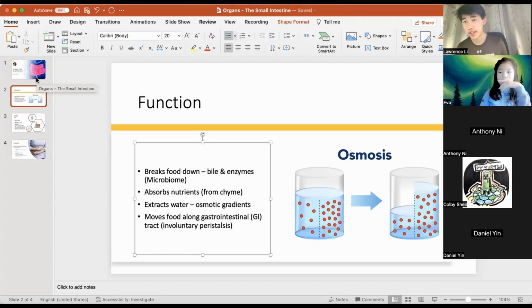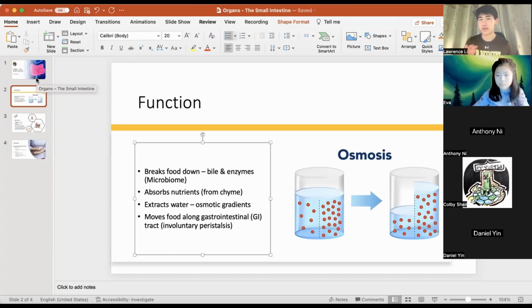I don't know if you were here for that class, but the stomach basically churns up all the food and turns it into chyme. After that, the chyme is released into the small intestine, which has the job of absorbing all of the nutrients from the mixed up food.